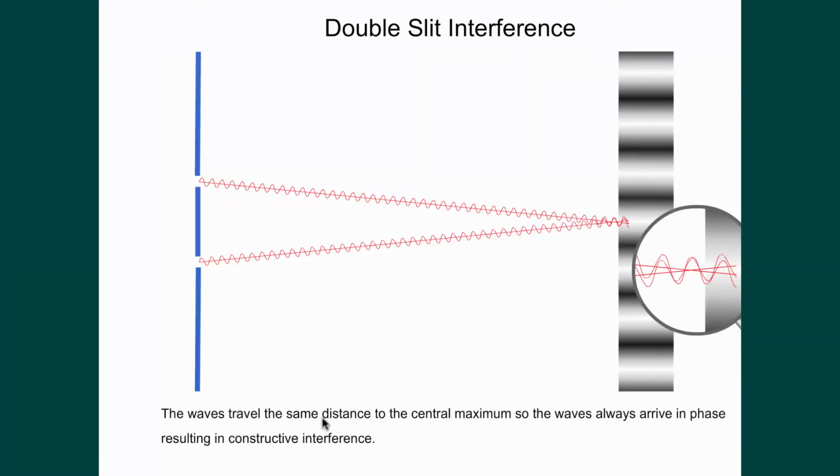The waves travel the same distance to the central maximum, so the waves always arrive in phase, resulting in constructive interference. They're showing you a transverse wave coming from the top and the bottom slit, and the patterns reach the screen, and they're showing with a little magnifying glass that the wave coming from the bottom and the wave coming from the top are in phase, which means the crests are lined up with each other, as are the troughs. This is by definition constructive interference. Constructive interference means brightness.